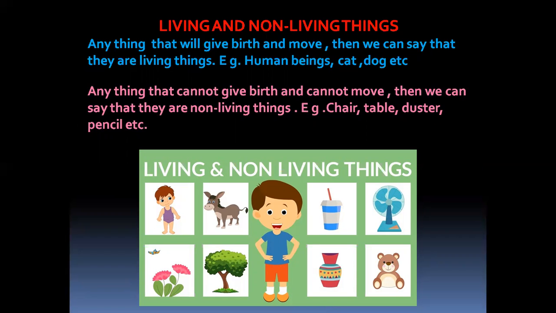Anything that cannot give birth and cannot move, then we can say that they are non-living things. Example, chair, table, duster, pencil, etc. You can see the picture, children. So what are living, what are non-living? You can give more examples.